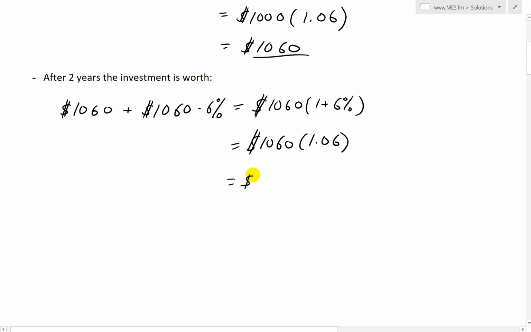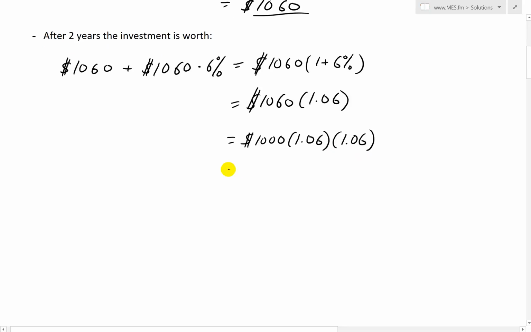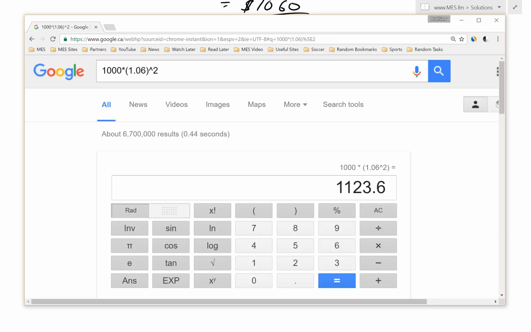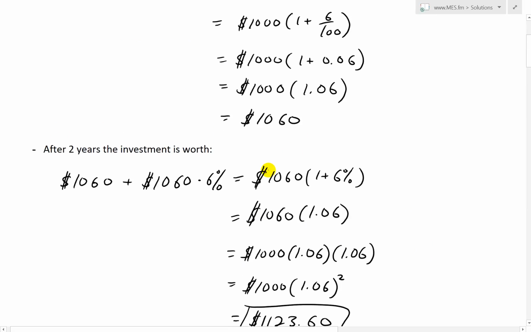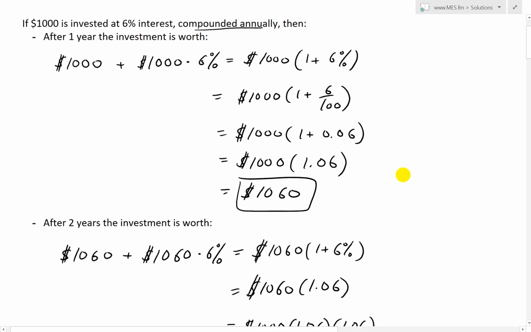So this equals 1,000 times 1.06 times 1.06. In other words, this is going to be 1,000 times 1.06 to the power of 2. And now if you calculate this out, 1,000 times 1.06 to the power of 2 is just 1123 and 60 cents. So this equals 1123 and 60 cents. I'll circle this, and I'll circle this as well to show that's the answer for the previous one.